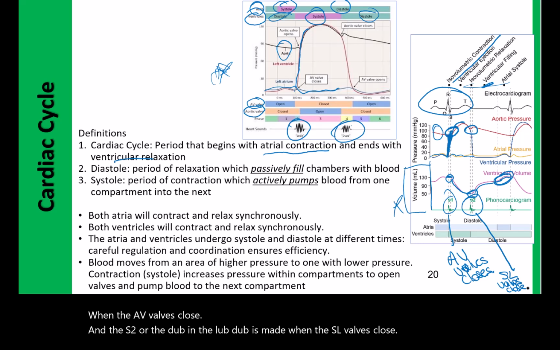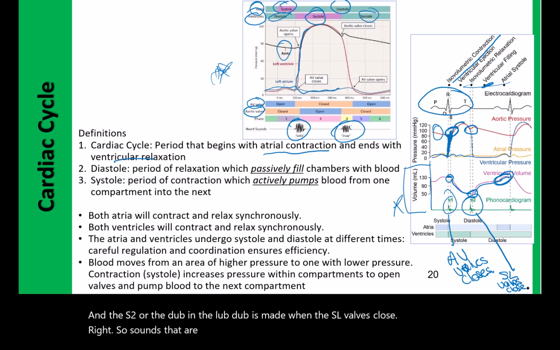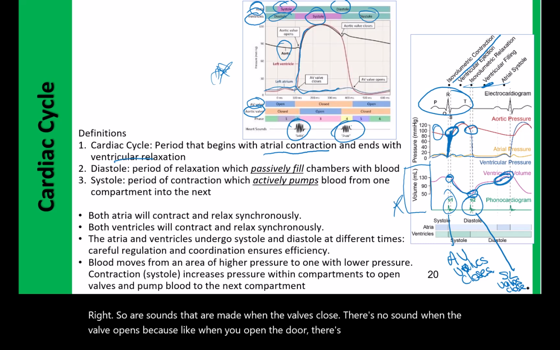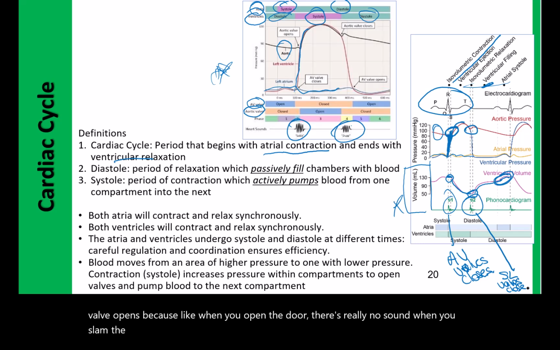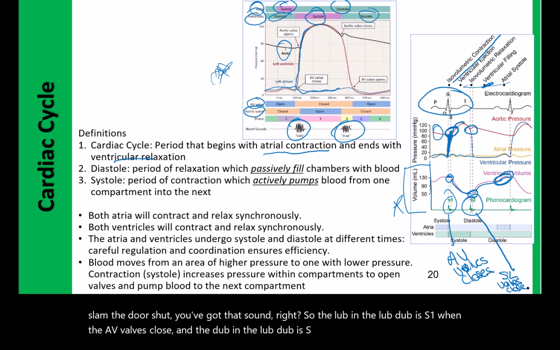Right? So there are sounds that are made when the valves close. There's no sound when the valve opens, because when you open a door, there's really no sound. When you slam the door shut, you've got that sound, right? So the lub in the lub dub is S1, when the AV valves close, and the dub in the lub dub is S2, when the SL valves close.